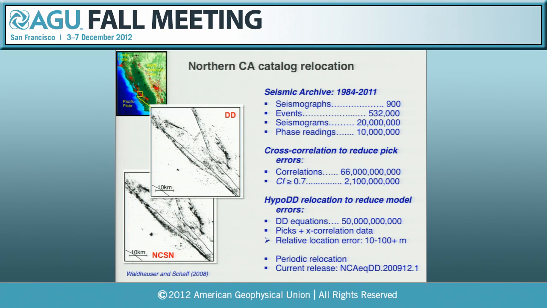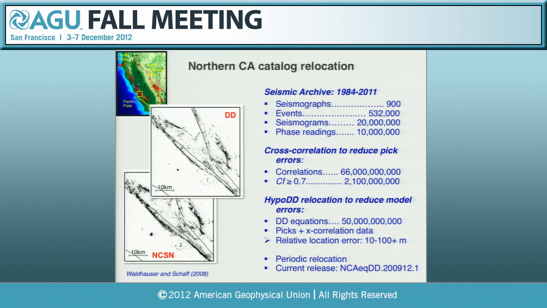to resolve the high precision event separation. And for that, we solve about 50 billion double difference equations. The catalog we're producing is about 10 to 100 times better resolution than the existing one, sometimes even 1,000. Typically, the relative location errors are in the range of tens to hundreds of meters.